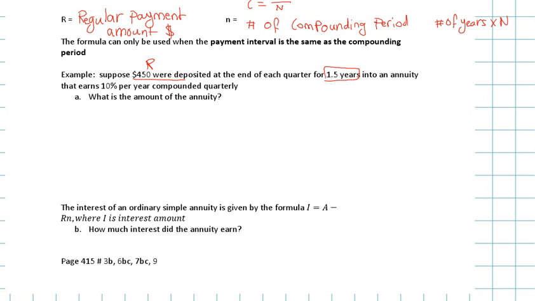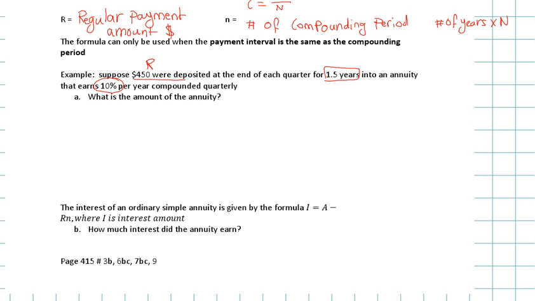Now, what's my interest rate? 10%. How would I find I? What would I do to find I? We have I is R divided by N, so this divided by your compounding period. Okay, so let's write them down.